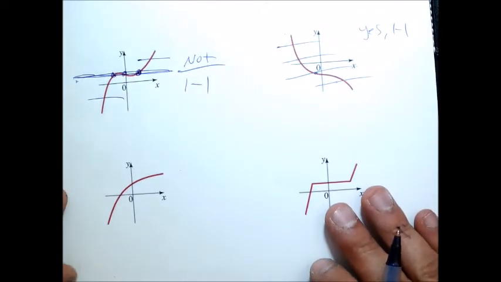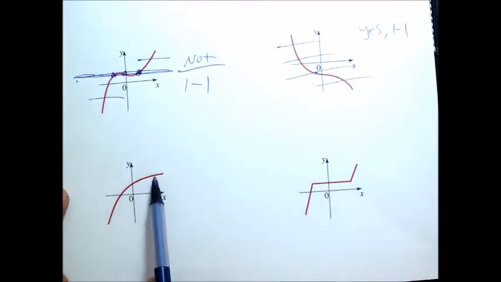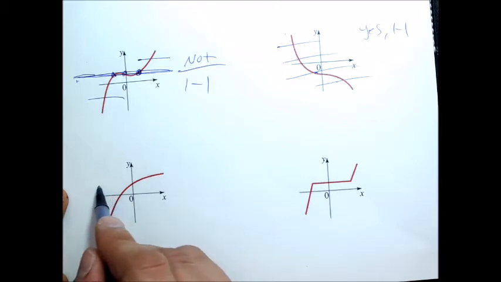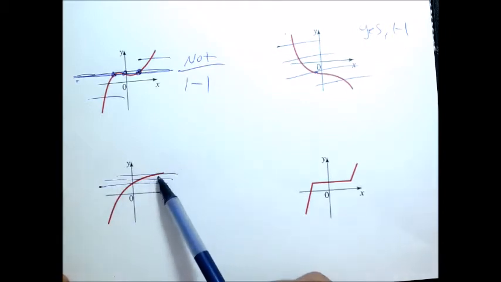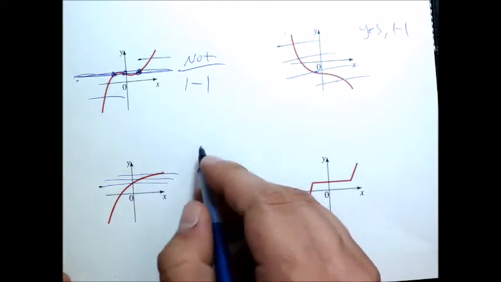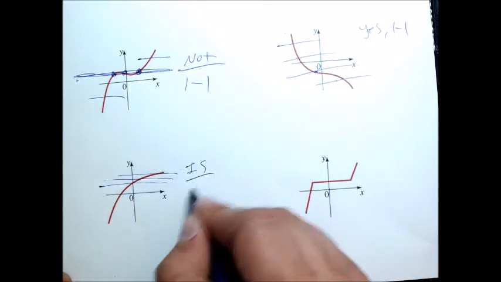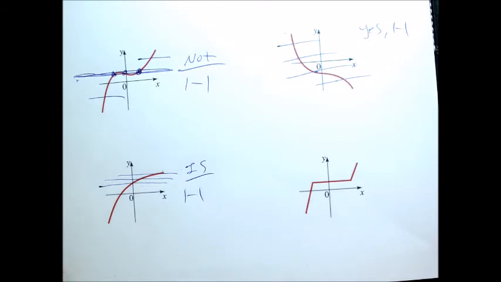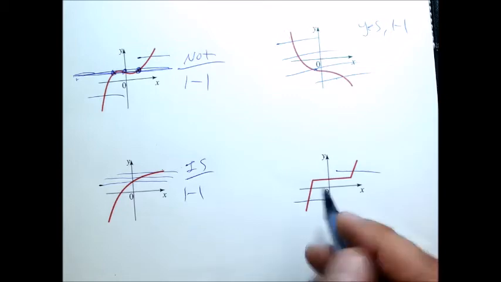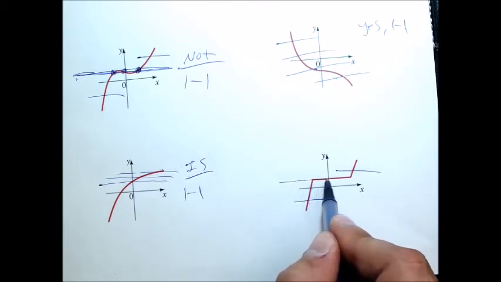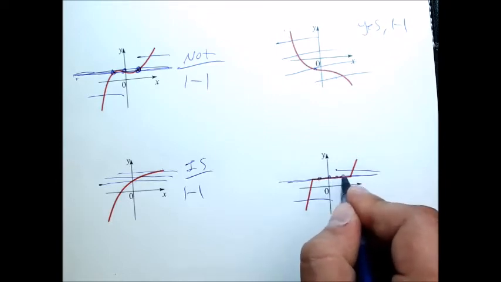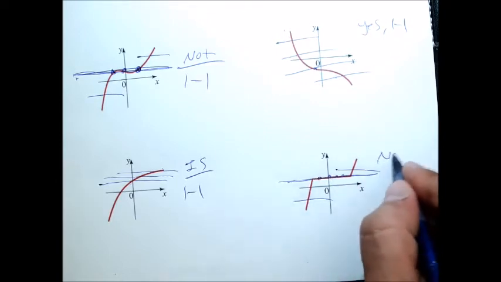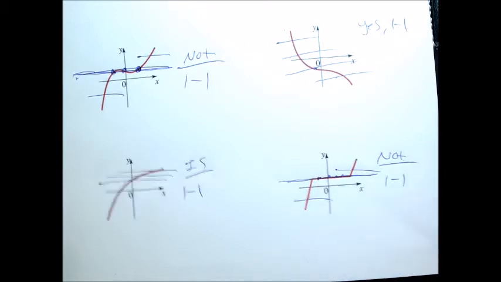The next one's similar, right? It almost flattens out here. We almost have a problem towards the end, but it's not because it's still increasing. So we'll still only touch one time there. So this one is one-to-one. And what about the last one? No. Even though it's okay on the top and the bottom, if we draw a horizontal line, it will line up with that one and touch it infinitely many times throughout there. And so that one is not one-to-one.